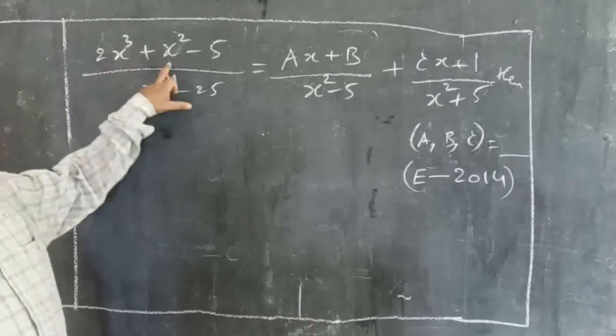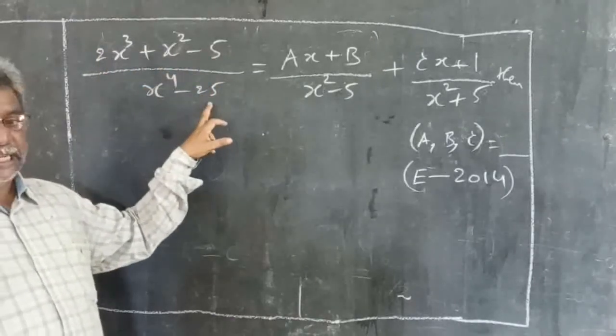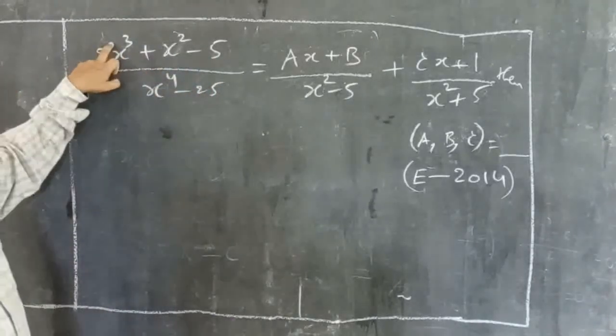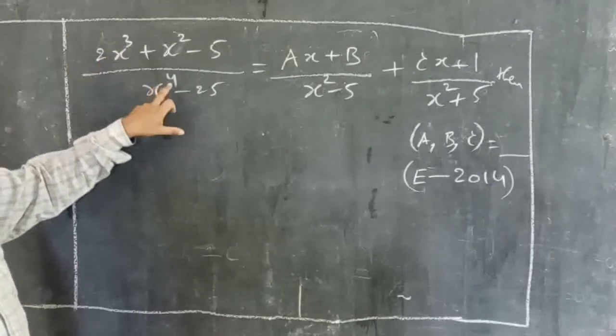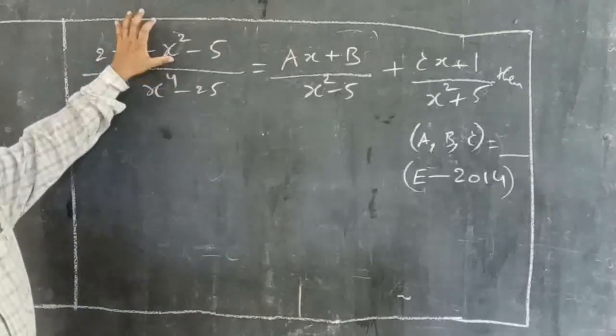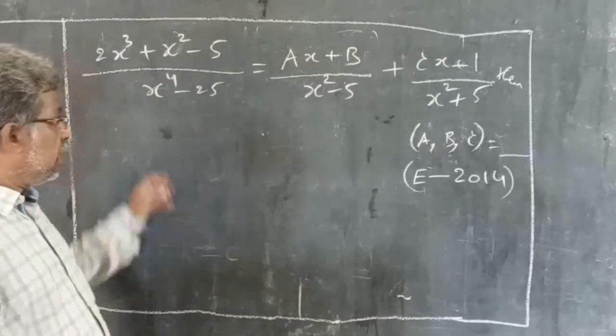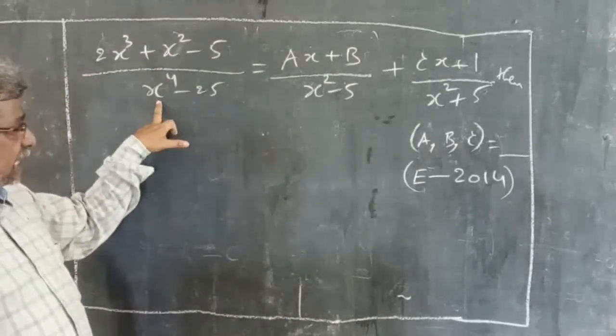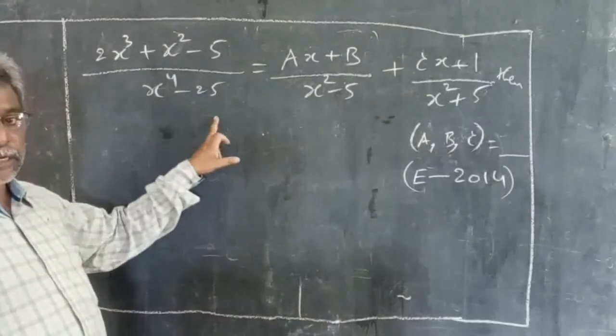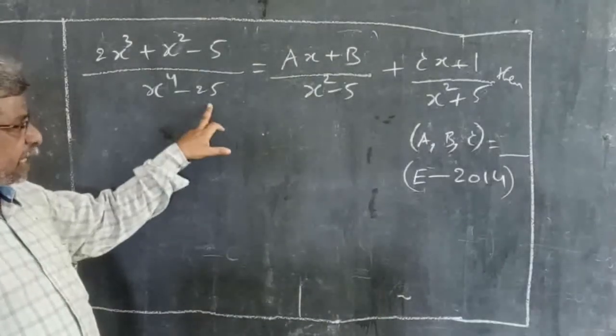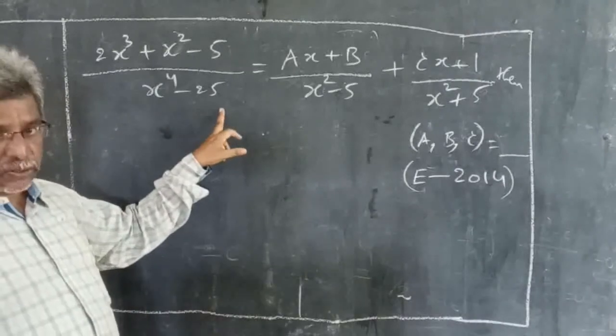x cube plus x square minus 5 by x power 4 minus 25. The degree of f of x is 3, the degree of g of x is 4. So this is a proper fraction, so we can easily go for partial fractions. You can factorize x power 4 minus 25 as x square minus 5 into x square plus 5.